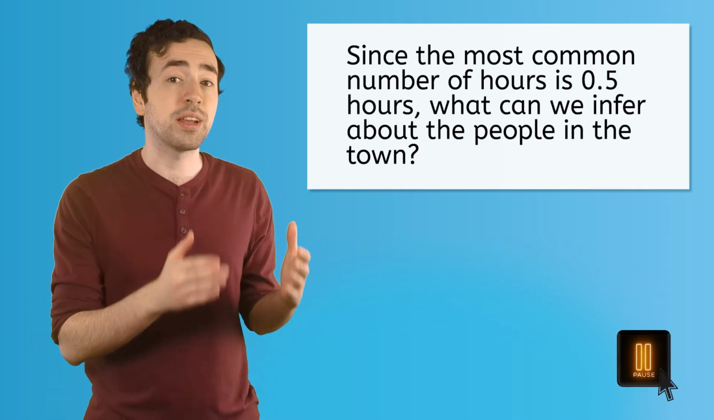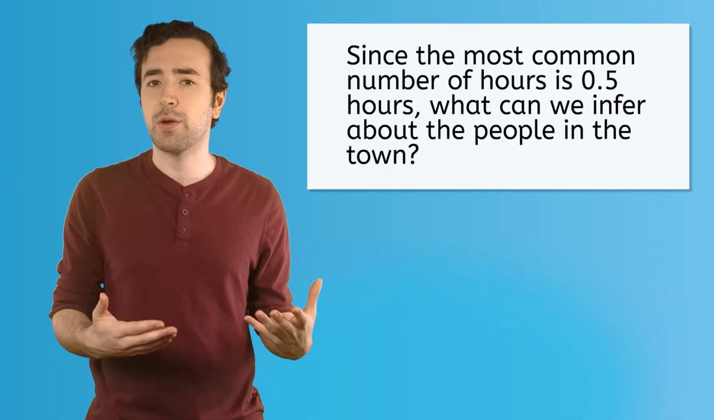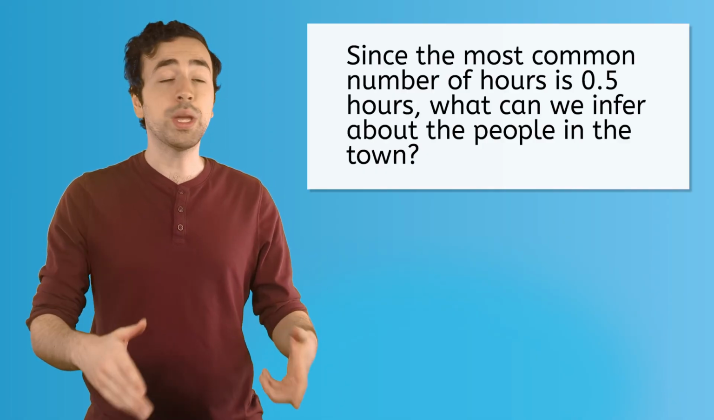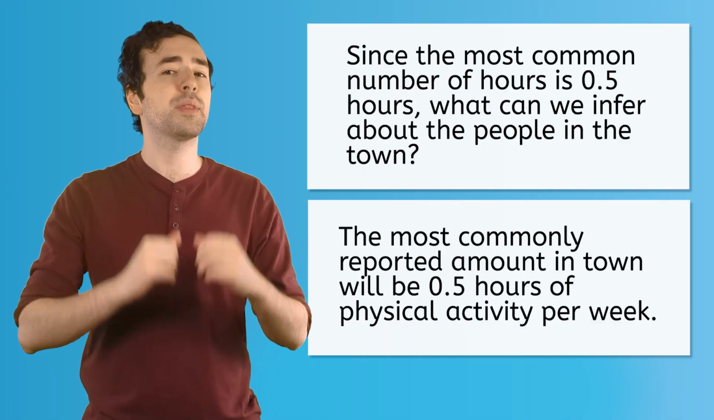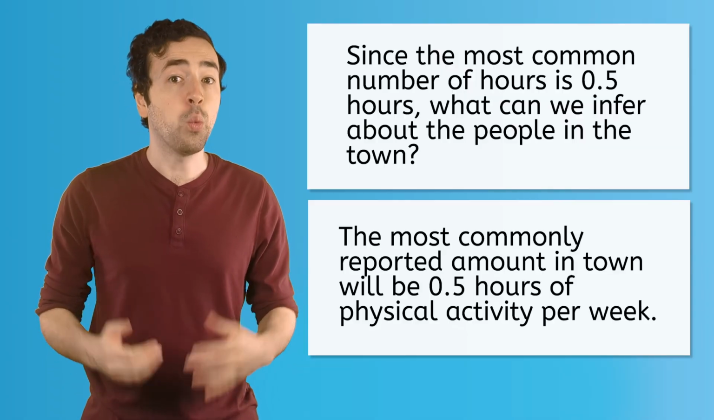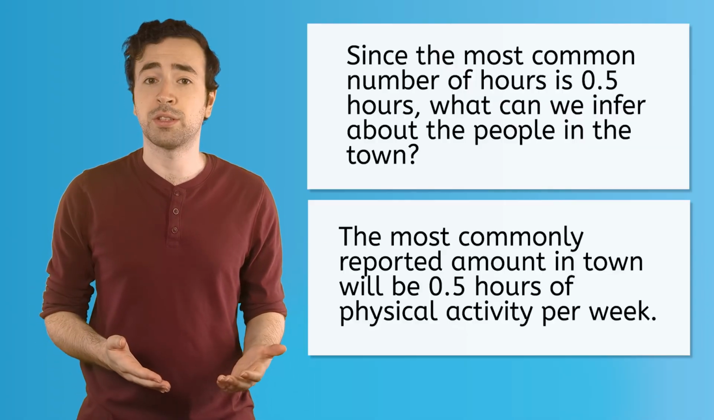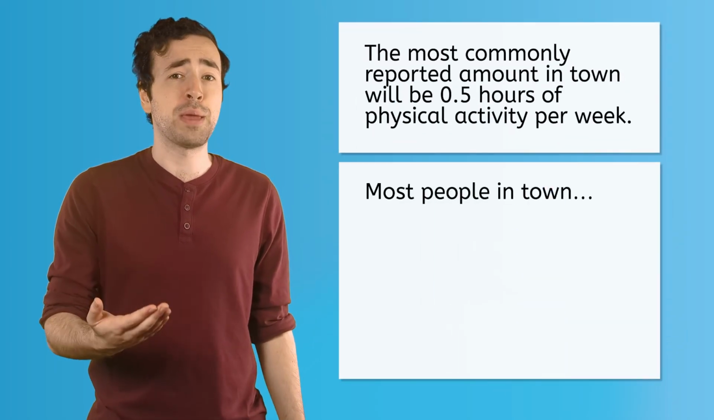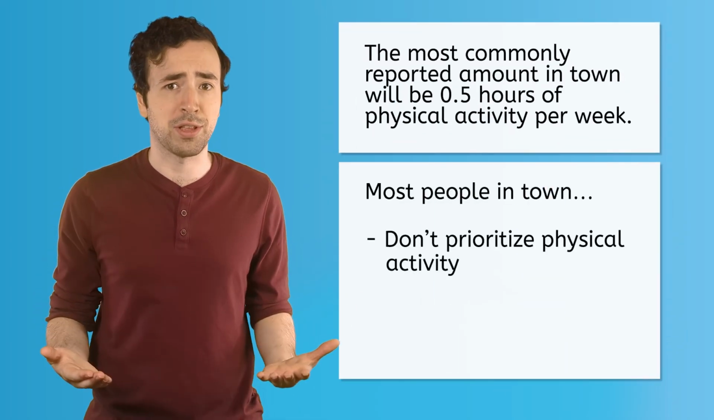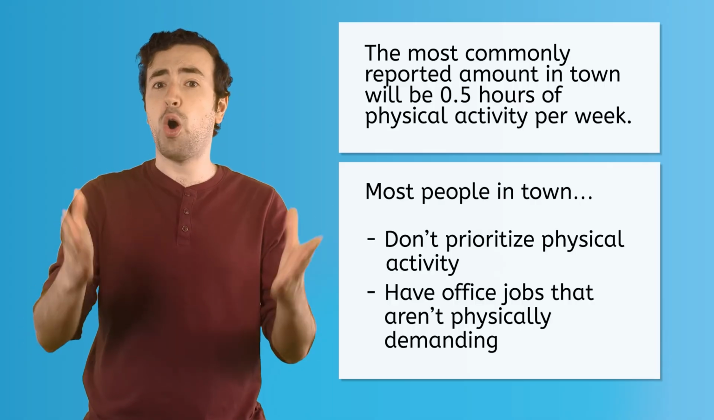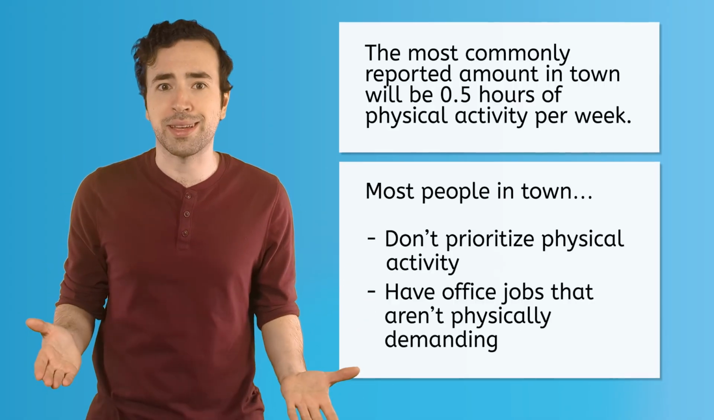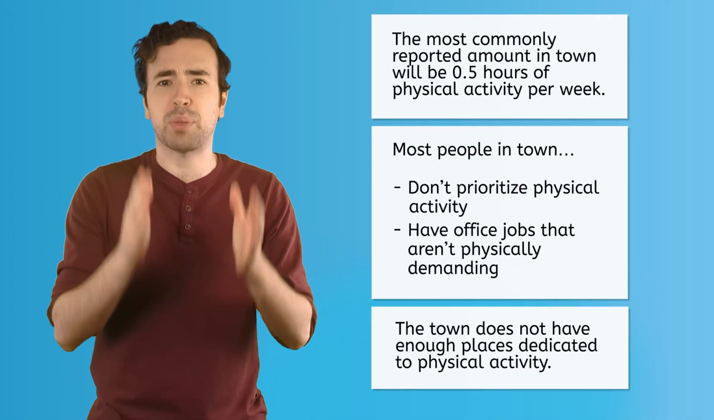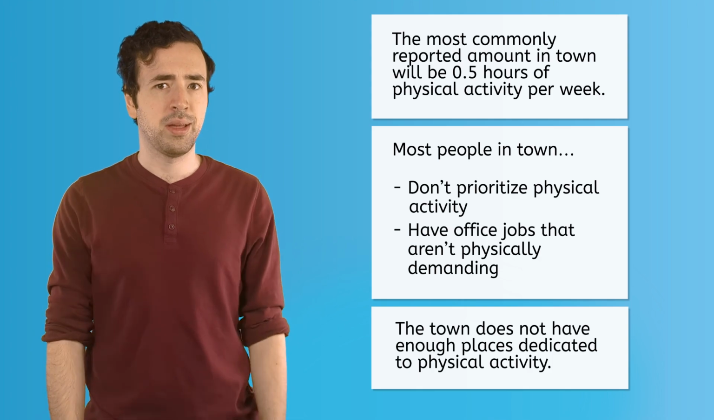Since a representative sample aims to reflect the characteristics of a population, we can infer that the most commonly reported amount in town will be 0.5 hours of physical activity per week. We might also infer that most people in town don't prioritize physical activity, or that most of them have office jobs that aren't physically demanding, or that the town doesn't have enough places dedicated to physical activity.